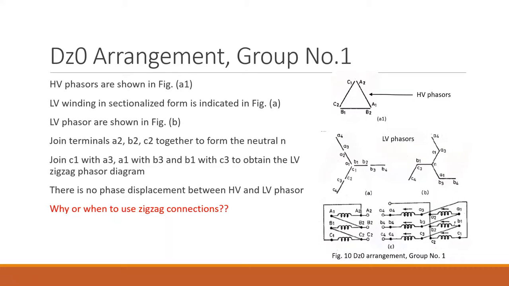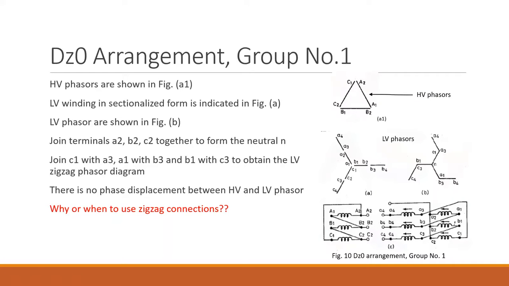Another possible arrangement under group number 1 could be DZ0. DZ0 means what? Delta, zigzag or interstar. Interstar, not only star. And 0, that is showing the phase displacement. So its phasor can be drawn like the previous case we have drawn it. So delta, there is no change in the phasor.